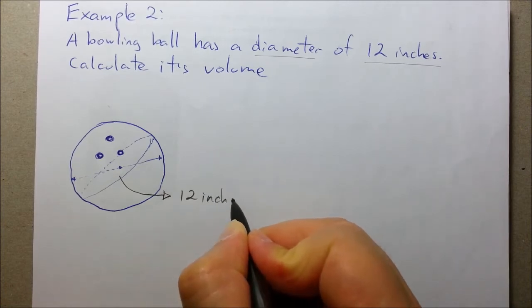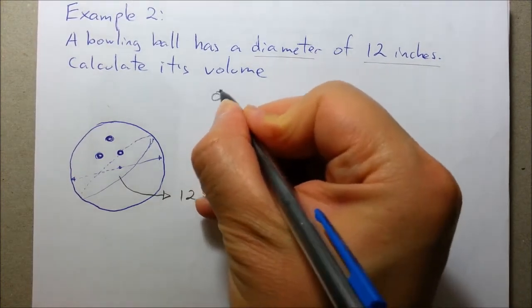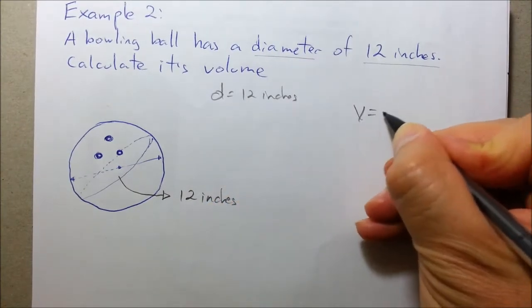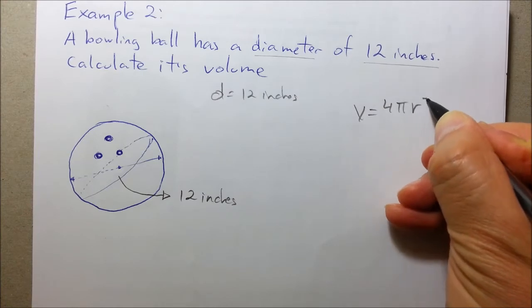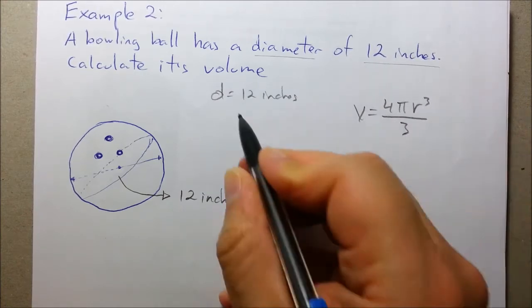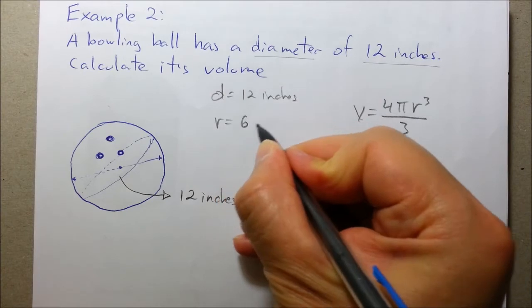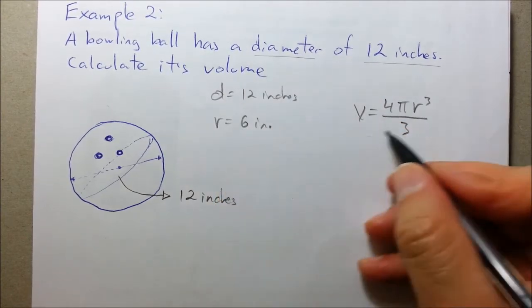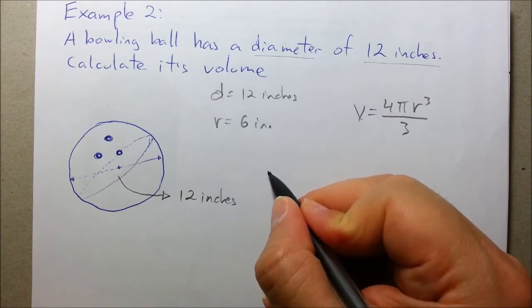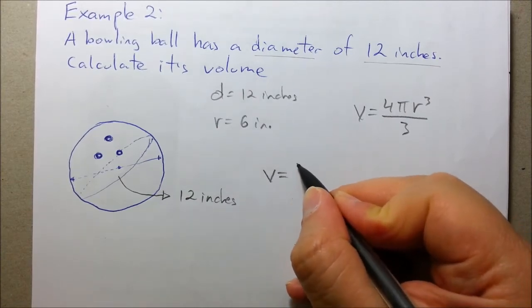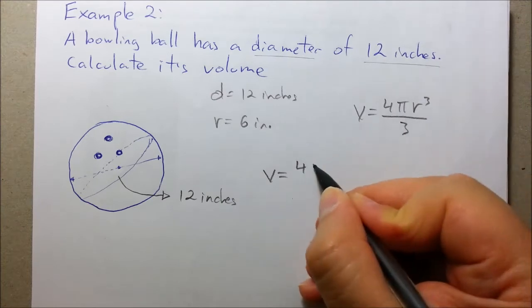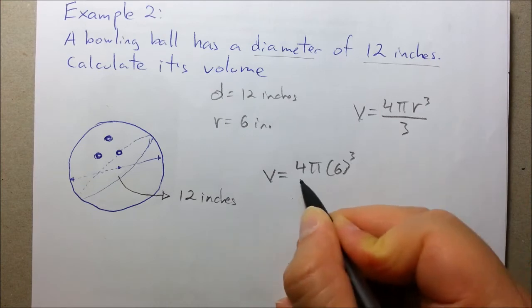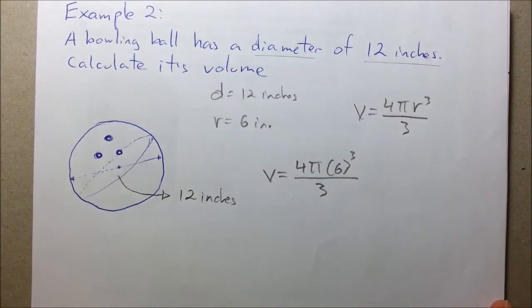That's the diameter. So if the diameter is 12 inches, and the formula for the volume of a sphere is this, and it needs the radius, then that means we're going to have to divide this by 2, and that gives us, obviously, 6 inches. So then we simply use this in the formula, and we have the following. And substitute it for r. 4 pi times 6 to the power of 3 over 3.